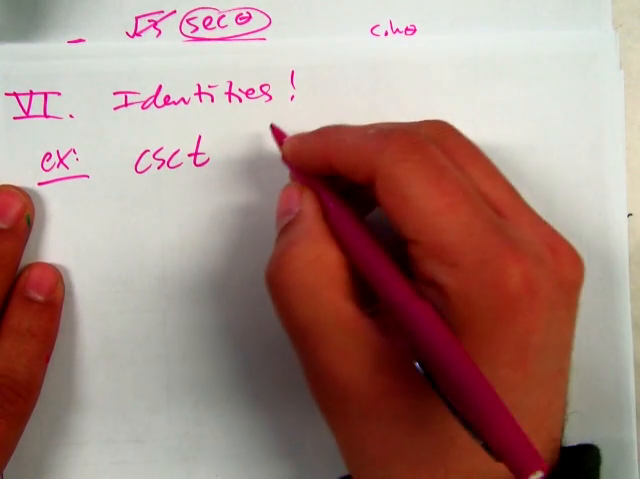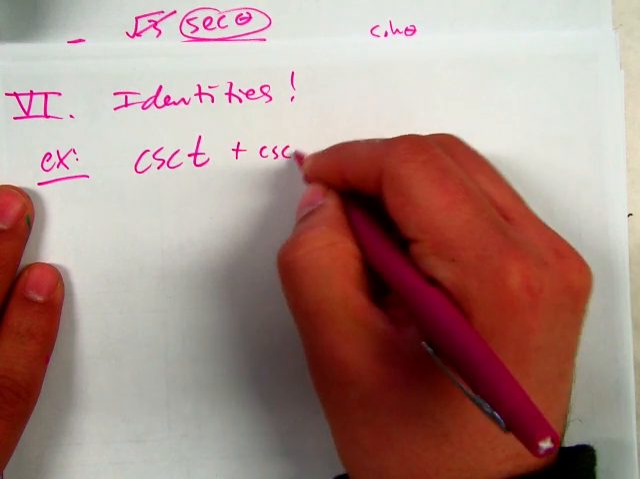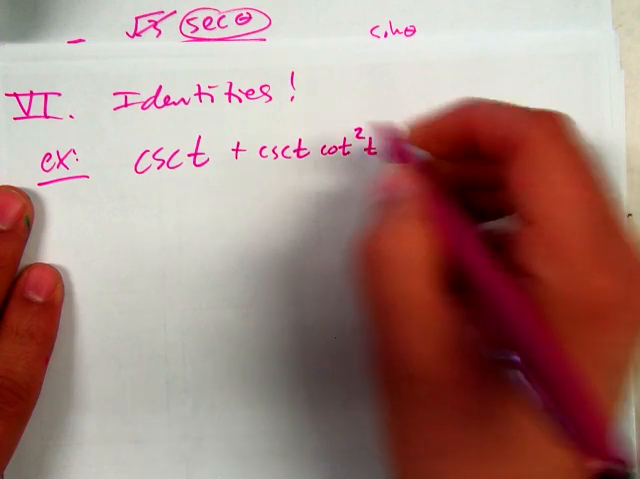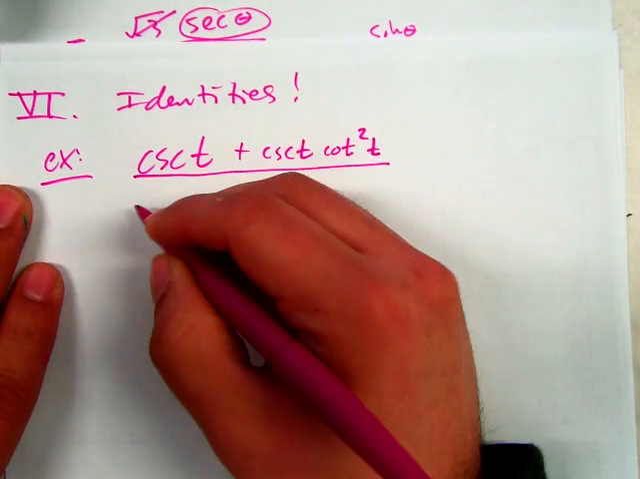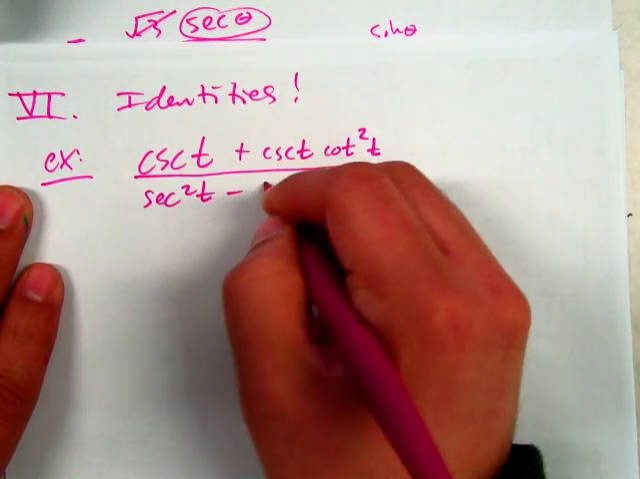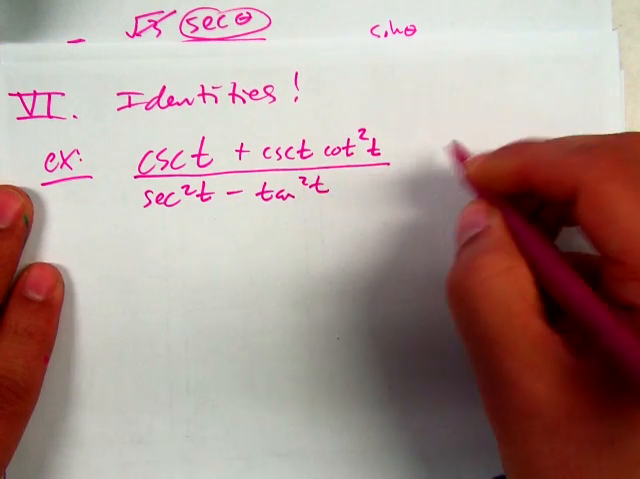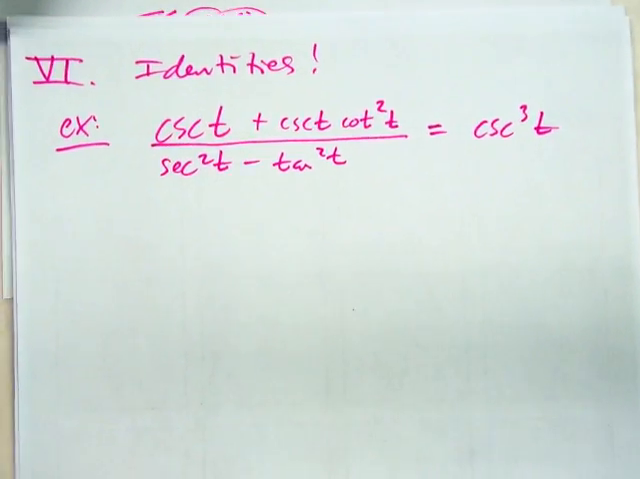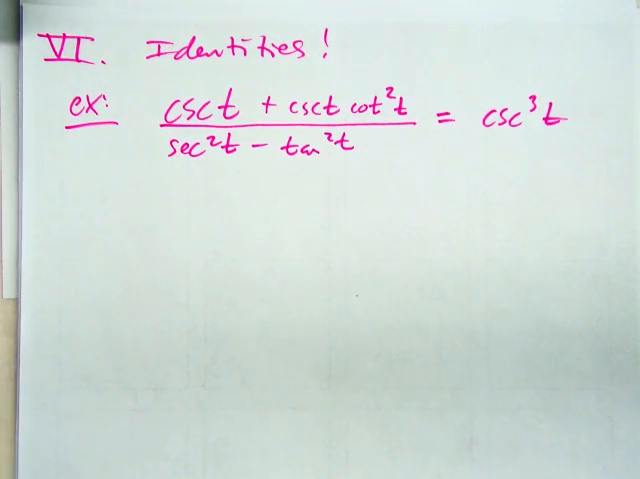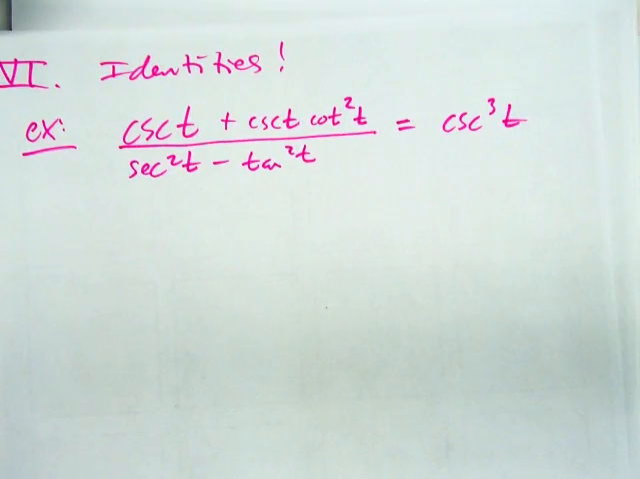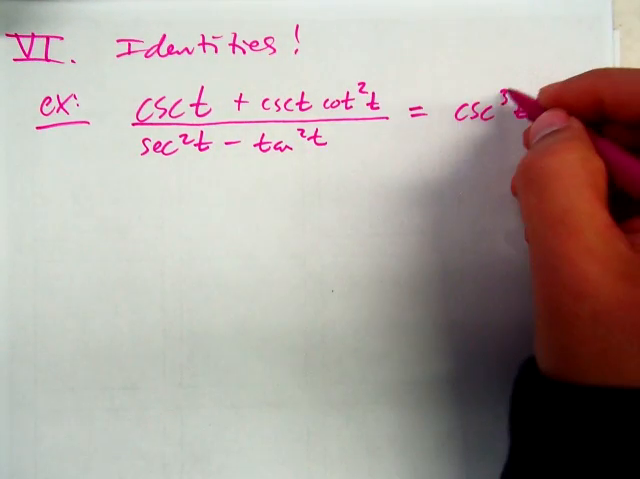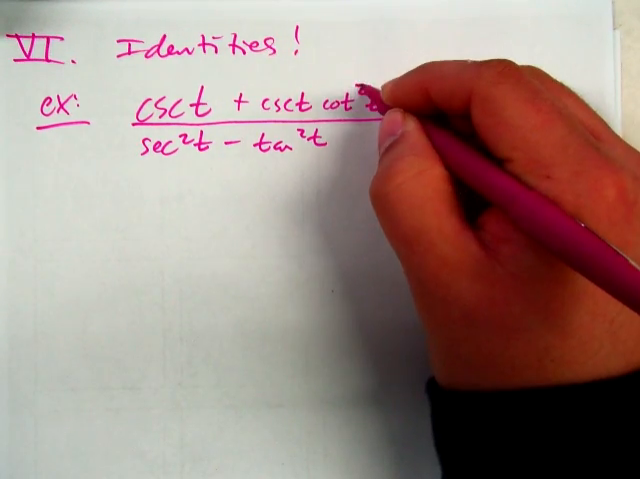Cosecant t plus cosecant t cotangent squared t all over secant squared t minus tangent squared t. We want to prove that that equals cosecant cubed t. Wait, just a second. Squared or cubed? It's cubed. This is cubed, yep. These are squares.